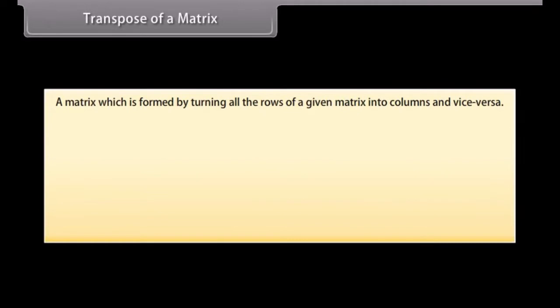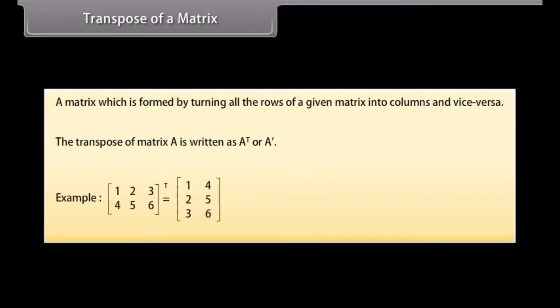A matrix which is formed by turning all the rows of a given matrix into columns and vice versa. The transpose of matrix A can be written as, for example, transpose of matrix row-wise, first row 1, 2, 3, second row 4, 5, 6 is matrix row-wise, first row 1, 4, second row 2, 5, third row 3, 6.